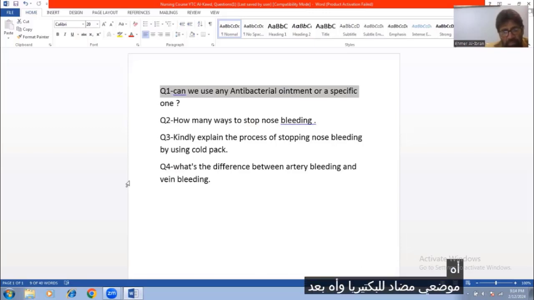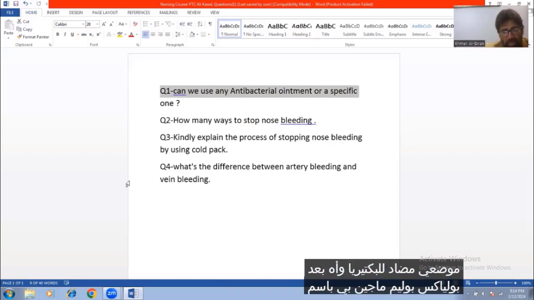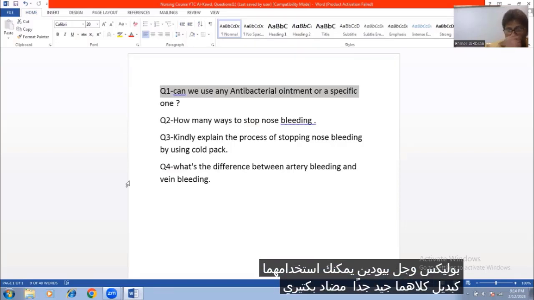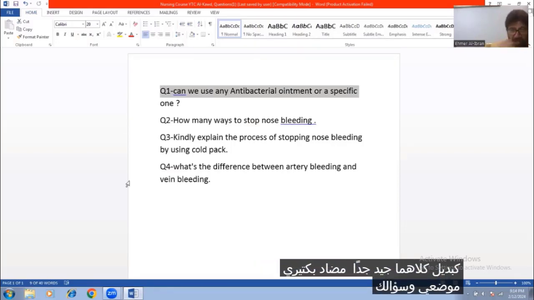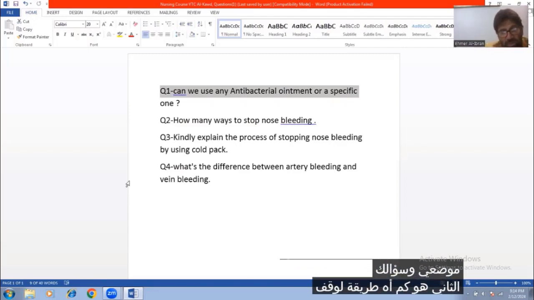After Polyfex, polymyxin B, you can use povidone iodine gel as an alternate. Both are very good as a topical antibacterial. And your question number two is, how many ways to stop nasal bleeding?